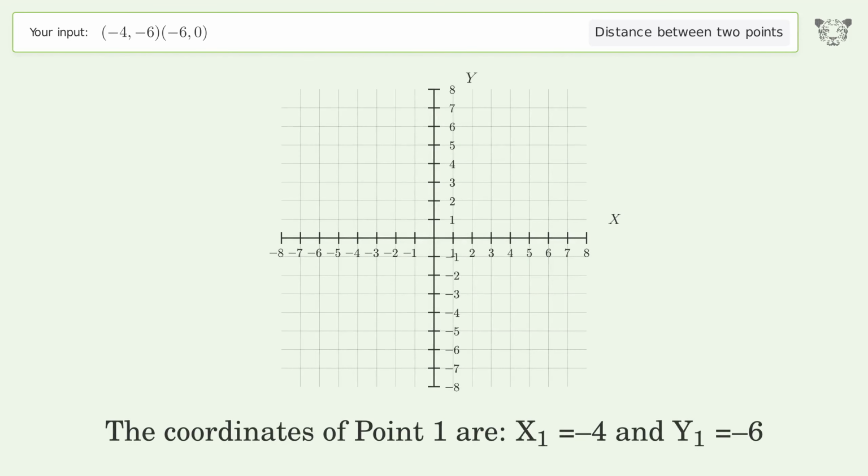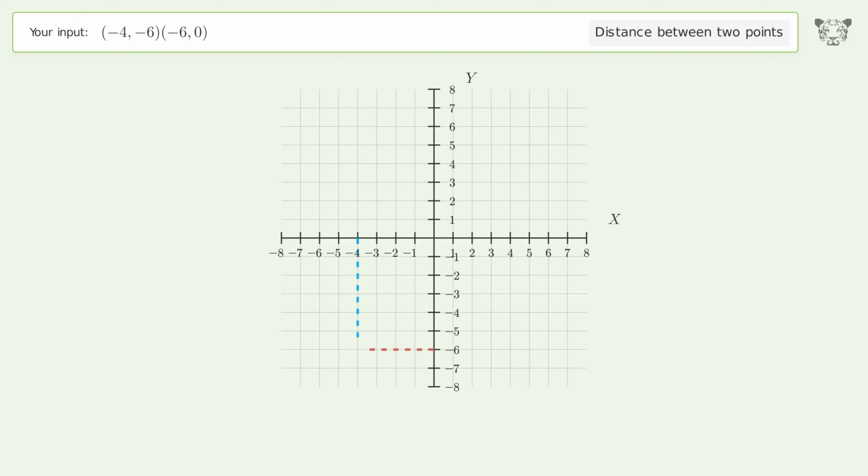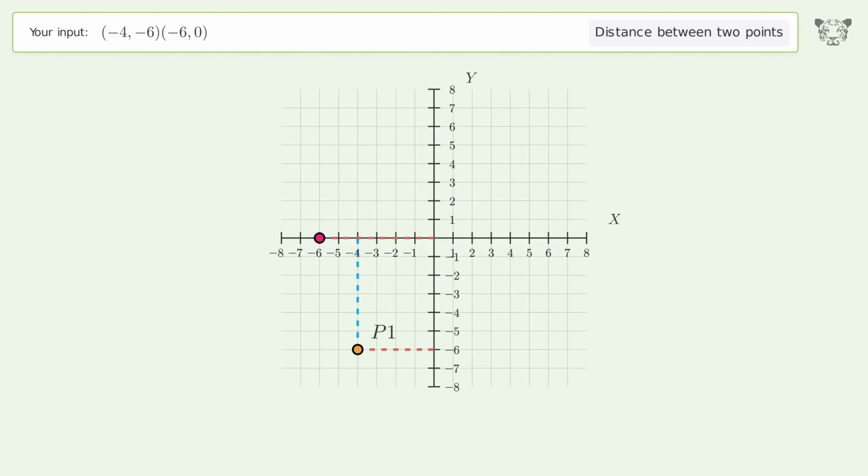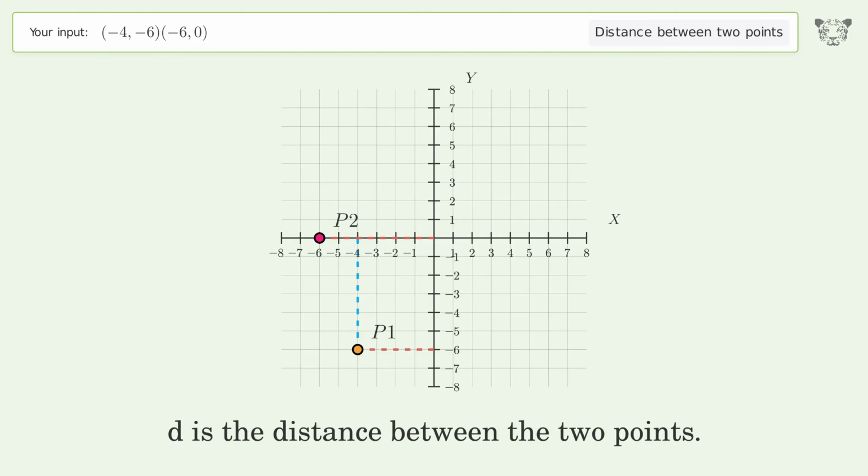The coordinates of point 1 are x1 equals -4 and y1 equals -6. The coordinates of point 2 are x2 equals -6 and y2 equals 0. D is the distance between the 2 points.